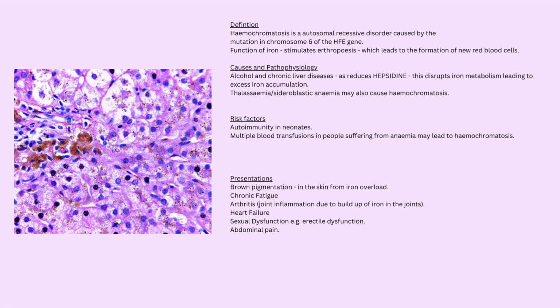Haemochromatosis is an autosomal recessive disorder which is characterized by a mutation in chromosome 6 in the HFE gene. So let's go over the function of iron. Iron is important because it leads to erythropoiesis, which is the process by which red blood cells are formed, and red blood cells are important to allow for the transportation of oxygen around the body.